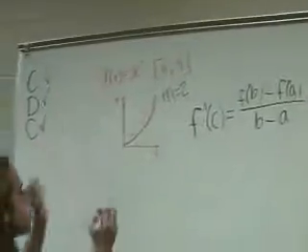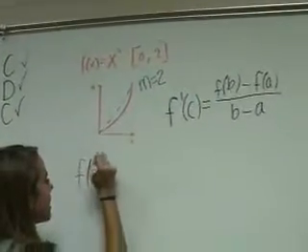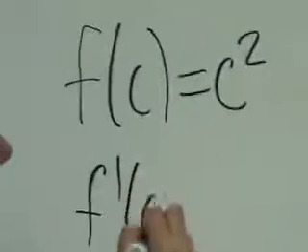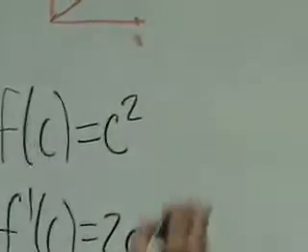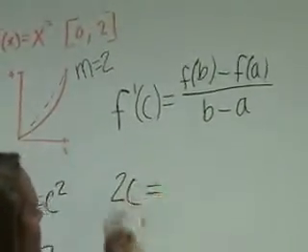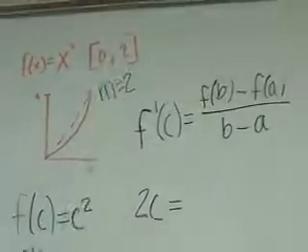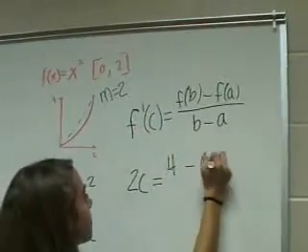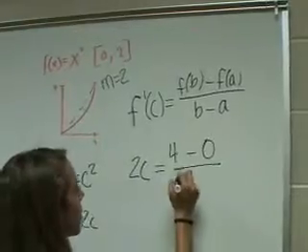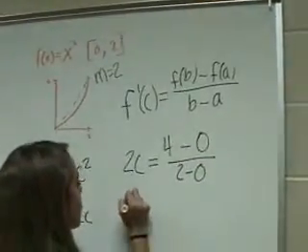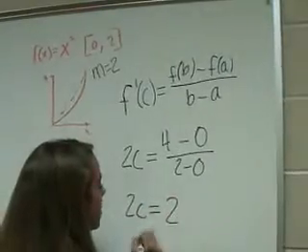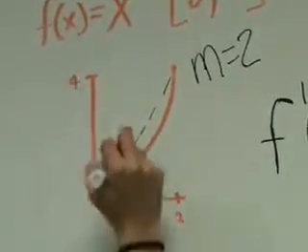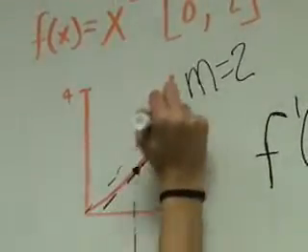If the equation confuses you, you can change it to f of c equals c squared. Then we take the derivative, f prime of c equals 2c, and then we find f of b, which is 2, so we have 4, and then f of a, which is 0, all over 2 minus 0. And c equals 1. So, at 1, the slope of the tangent is equal to the slope of the secant.